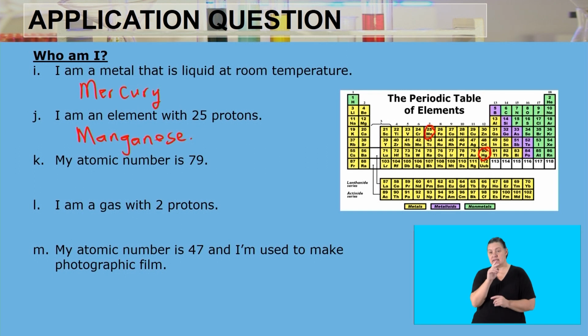Right? OK, my atomic number is 79. So you just count in the periodic table and look at element number 79. And there what you find is Au. And what is Au, can you guess? Correct, it's gold. I am a gas with 2 protons, atomic number 2. That is that one there, helium.